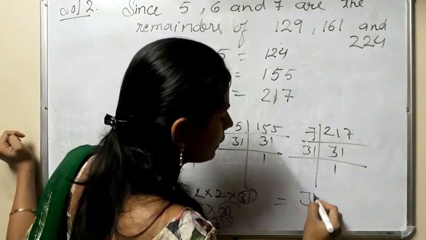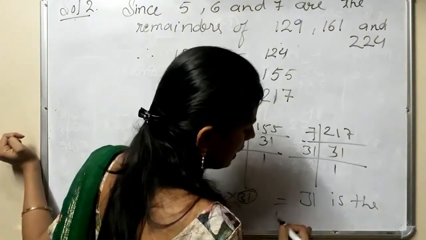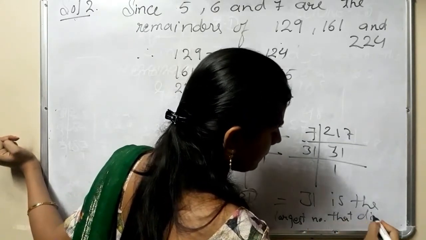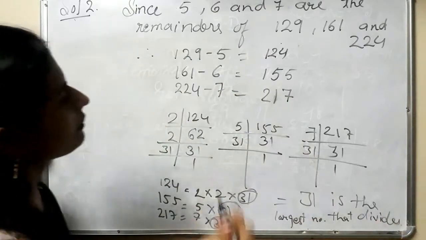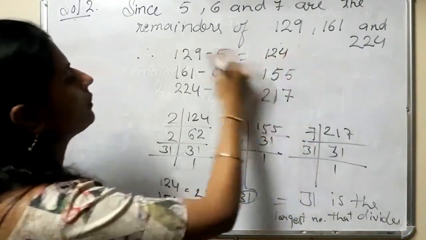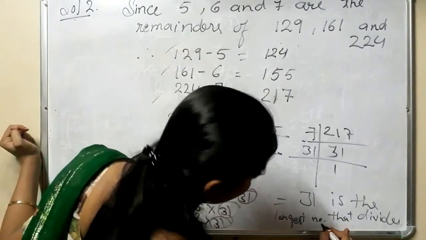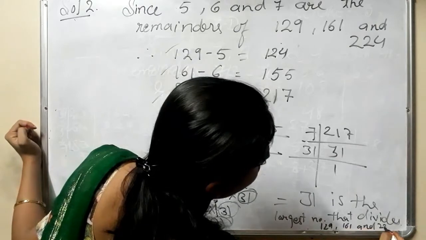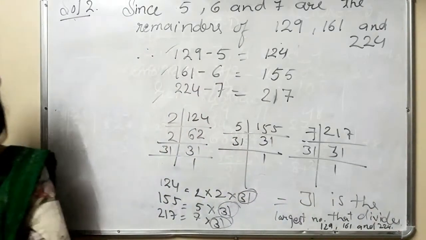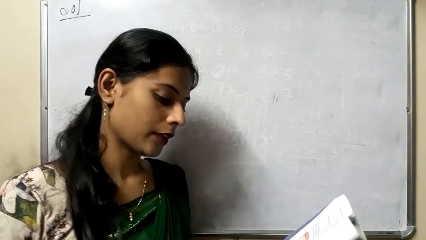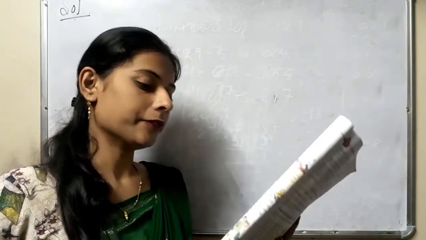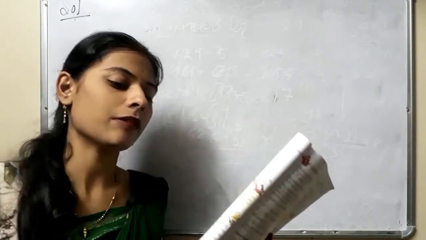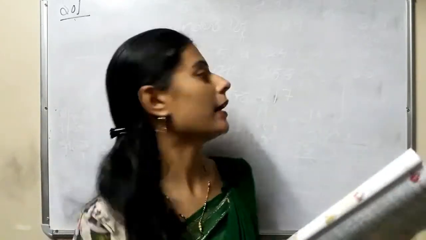So therefore 31 is the largest number that divides 129, 161 and 224. Okay. Now see question number 3. Find the greatest number that will divide 189, 223 and 347 and leave remainders of 9, 3 and 7 respectively.